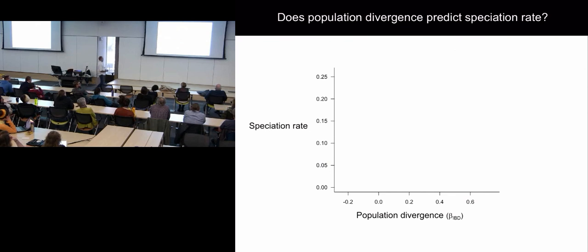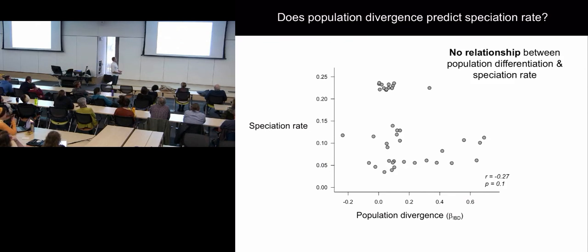And so just looking at what we have overall in terms of the relationship between speciation rate and population divergence, once again, we basically find no relationship between speciation rate and population divergence. If anything, this is a trend in the opposite direction to what we expect. Remember, we're expecting to get a positive relationship between the rate at which populations are diverging and the rate at which speciation is happening. We do not see that.